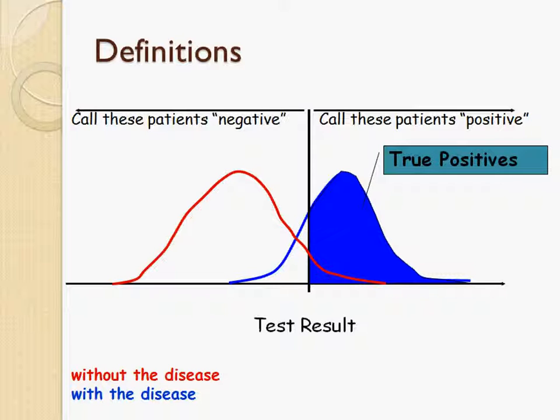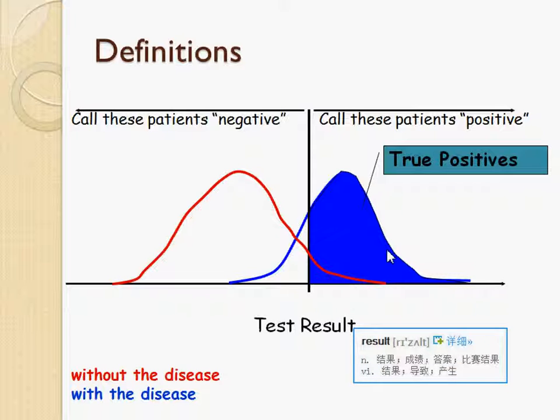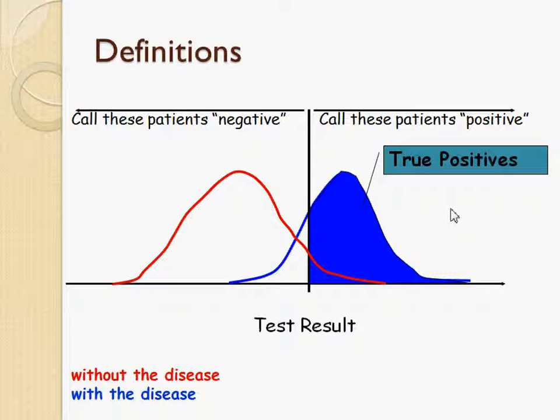Before introducing the way to find out the optimal threshold, let's look at some new terms that are used to represent the ROC curve. The first one is the blue area here. This area is classified as positive, and in reality it is indeed positive. So they are correctly classified. We name this region true positive.